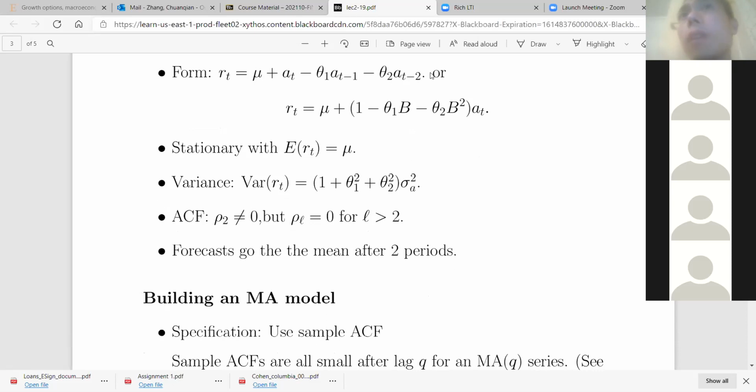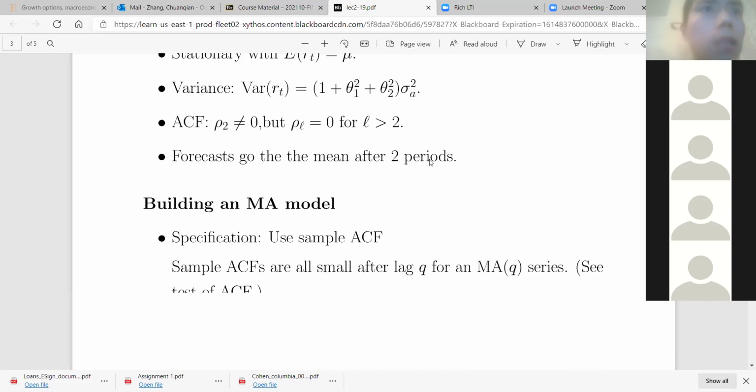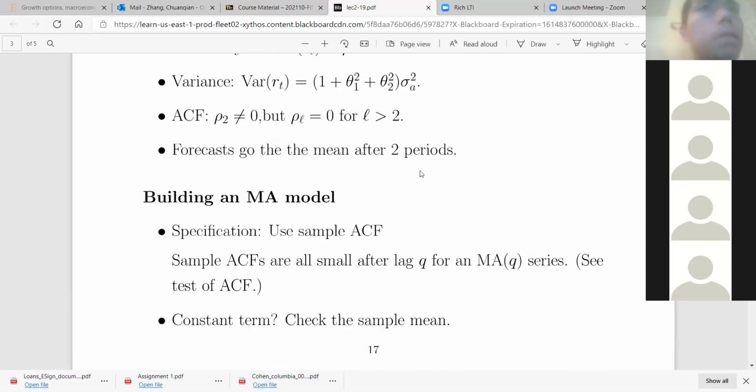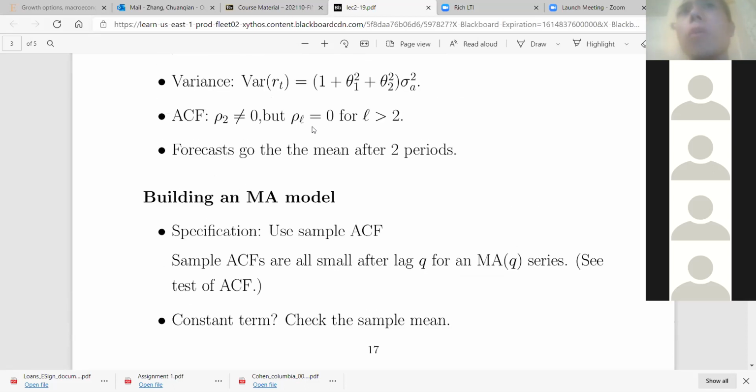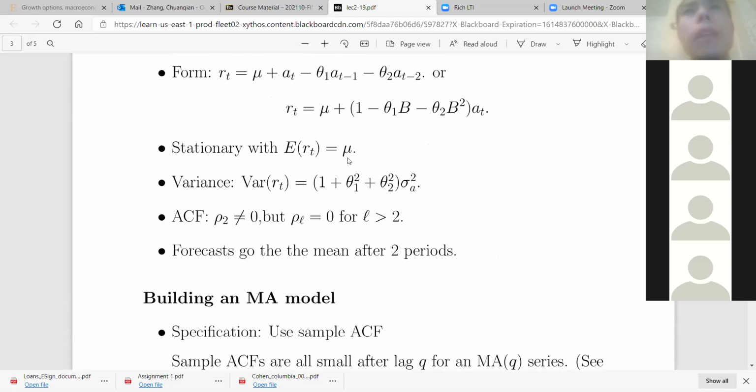But if beyond the 2, the correlation will be equal to 0. Again, this is understandable because in your model, beyond the 2, there's no information, it's useless. We only cut off here for the information shock. So again, similar thing. If you want to forecast beyond the 2 periods, it is always equal to the mean, the mu here.